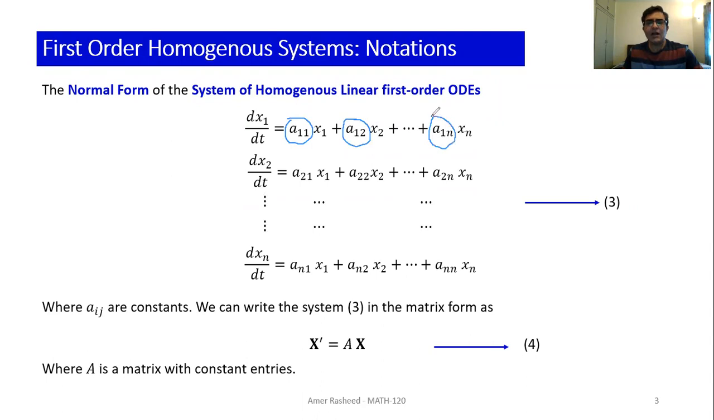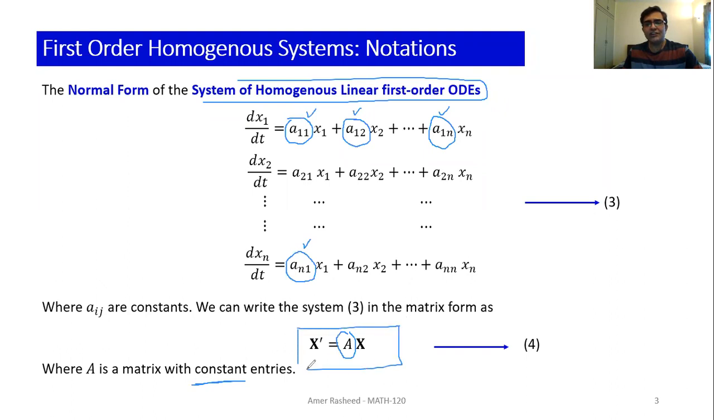First, we shall discuss how to solve a system of homogeneous linear first order ODEs with constant coefficients. These coefficients are all constants. They are not functions of t. It means the coefficient matrix A has constant entries. Constant means real numbers. First, we will discuss how to solve this homogeneous linear system whose coefficient matrix only has constant entries. I hope you get it.